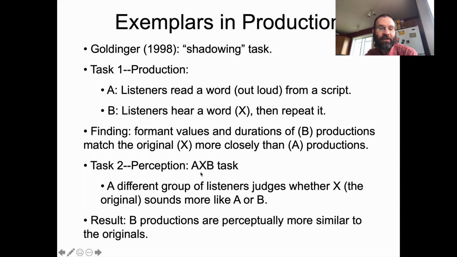And as you might guess, the B productions were judged to be more similar to X than the X were to the A. So when you hear somebody saying something, you start to sound more like they do. You don't just have to repeat it. There's sort of this magnetic effect. It's called entrainment, I believe, where people start to sound more like each other when they get into conversation with one another.